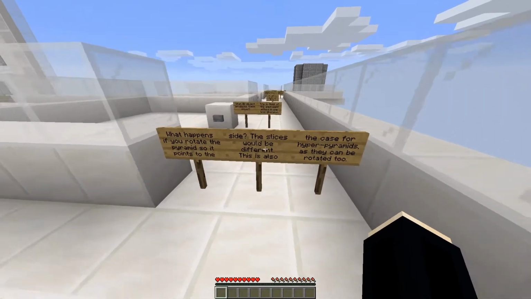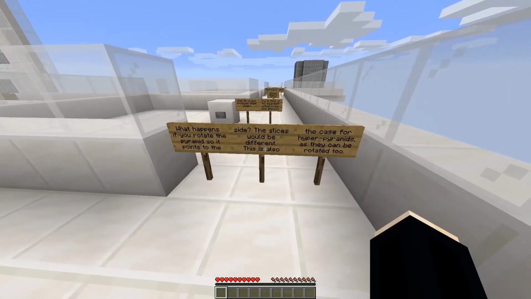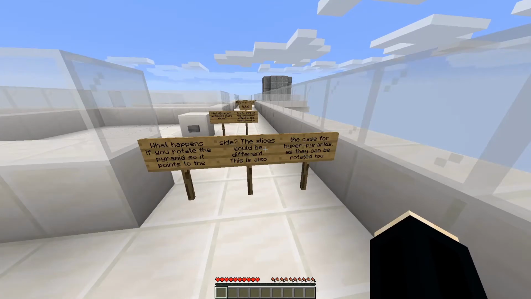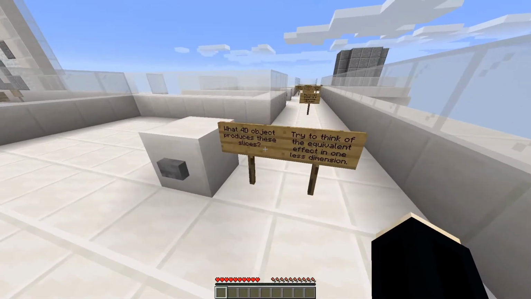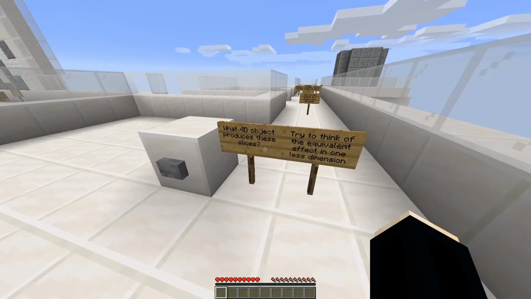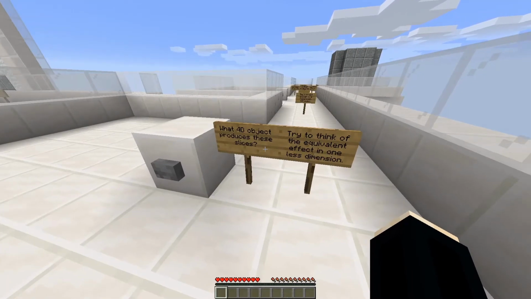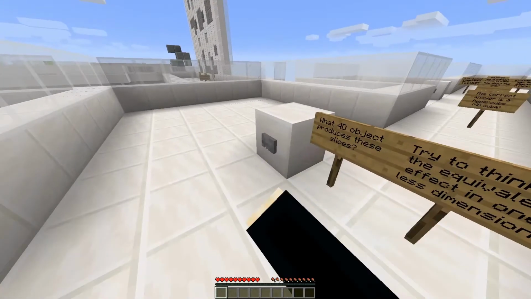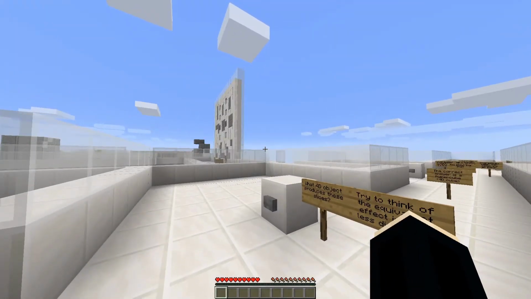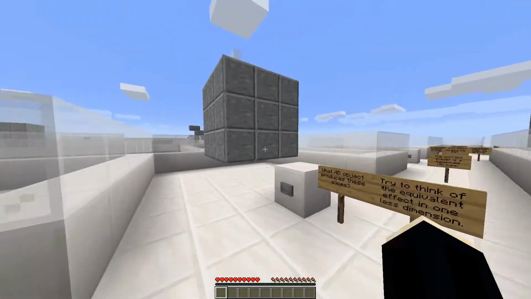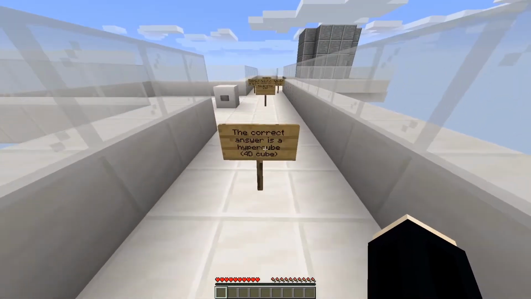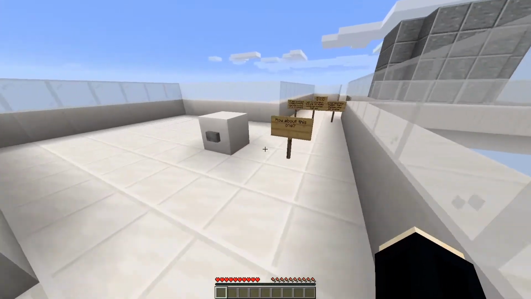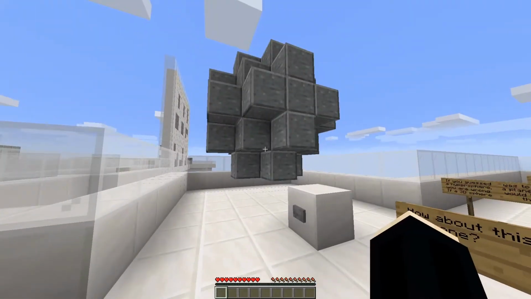What happens if you rotate the pyramid to the side? The slices would be different. This is also the case for hyperpyramids, that they can be rotated too. What 4-dimensional object produces these slices? Try to think of the equivalent effect in one less dimension. It might just be a regular cube. The original answer is a hypercube. That makes sense. What about this one?